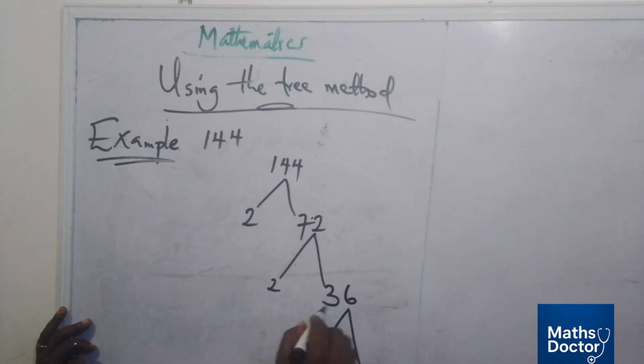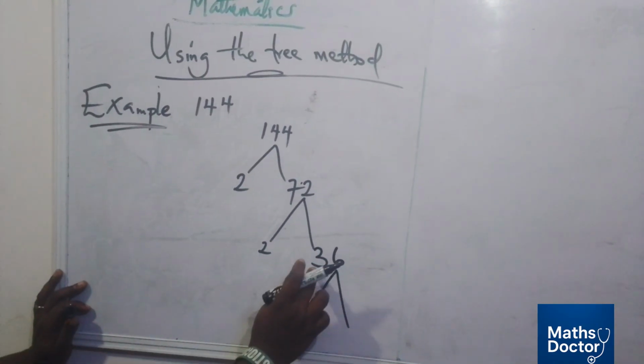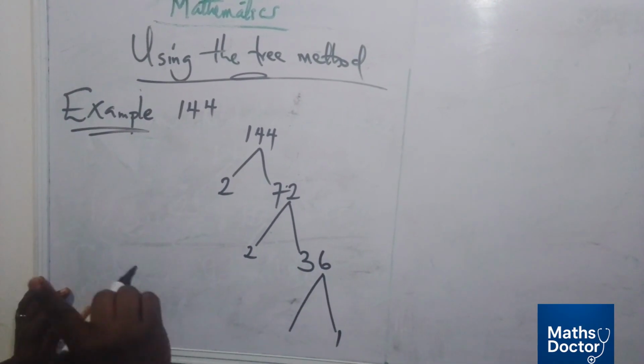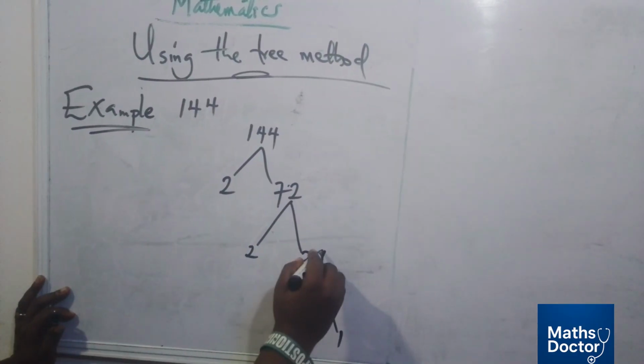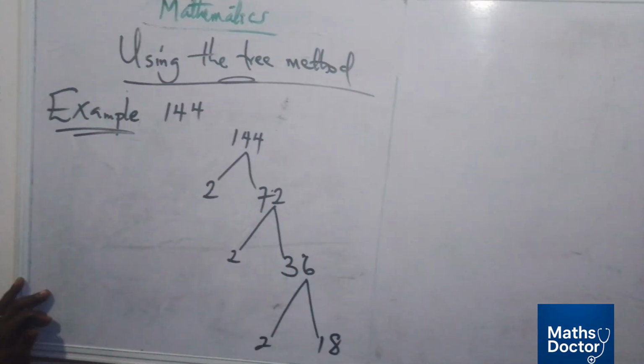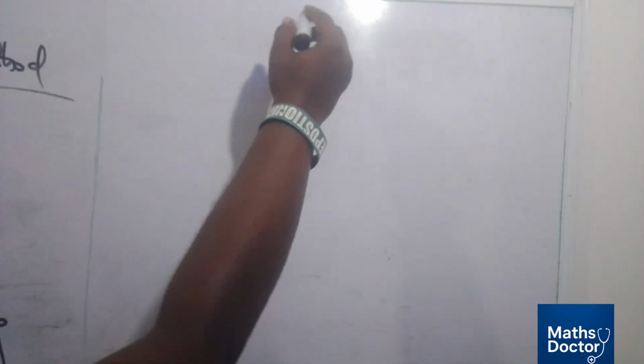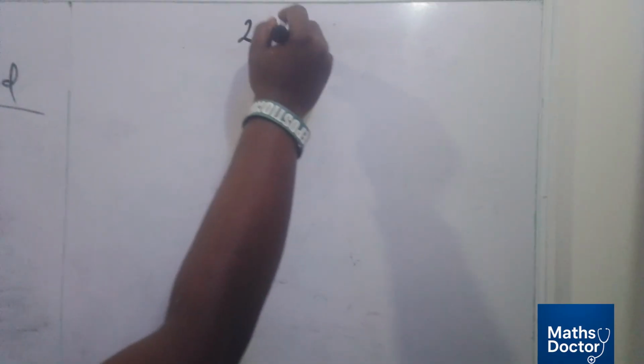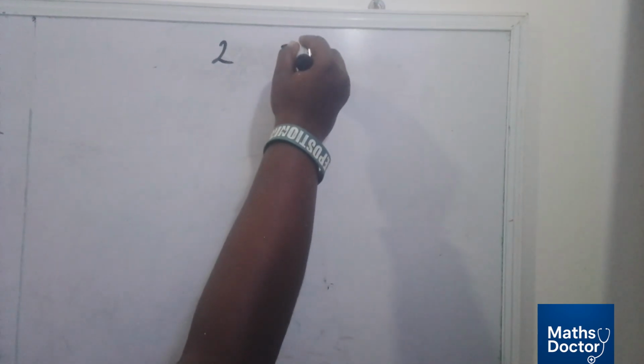Then you go again. 2. 2 inside 3, you have 1. Remainder 1. Add it up here, you have 16. So 2 inside 16, you have 8. We cannot stop. You go 2 and 18.